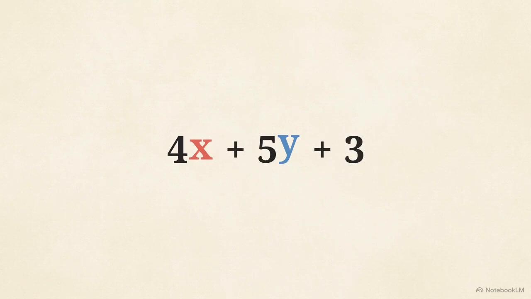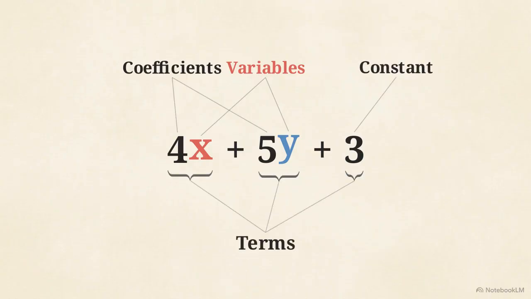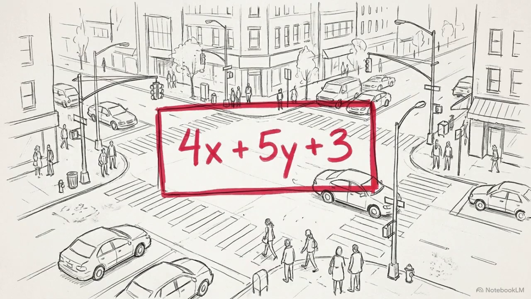Let's define the parts of what we just built. The letters X and Y represent unknown quantities, so we call them variables. The numbers attached to them, 4 and 5, are their coefficients. The standalone 3 doesn't change, so it's a constant. Finally, each distinct chunk separated by a plus sign is a term. Establishing this shared vocabulary is our very first step. With these precise definitions, we can translate complex, real-world quantities into clean, solvable formulas.